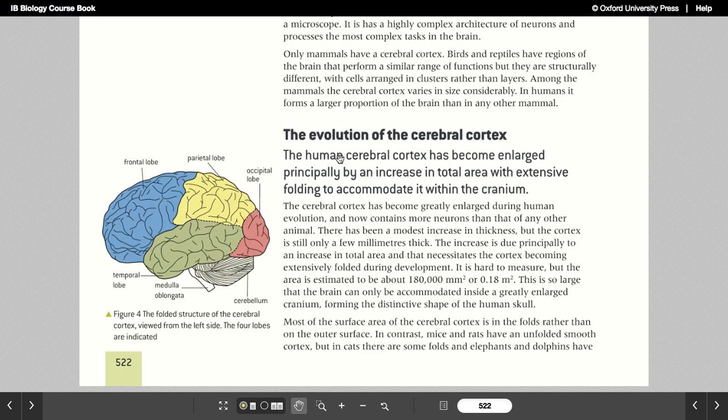cortex has gotten bigger and bigger since the first humans, which allows us to take on more and more complex tasks. We also see that it has increased surface area to volume ratio because of the folding, which we call the gyri of the brain. So it allows us to do more and more complex tasks because we end up having more and more neurons, and they're also getting more and more blood vessels because of that surface area to volume ratio.